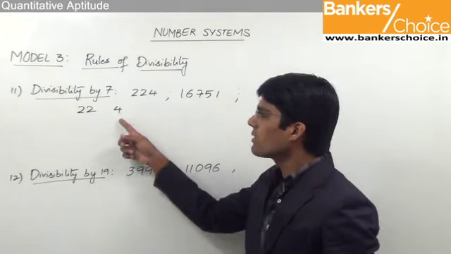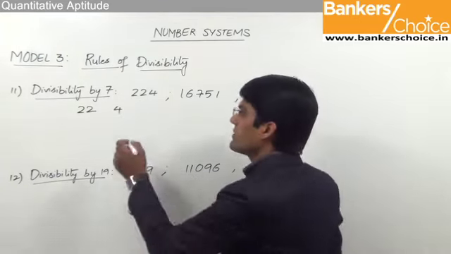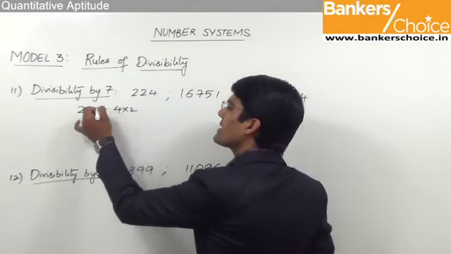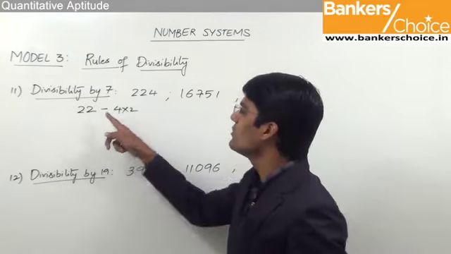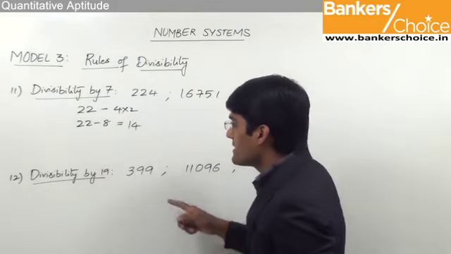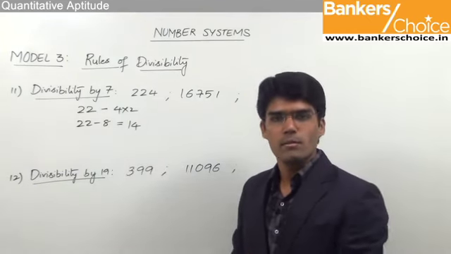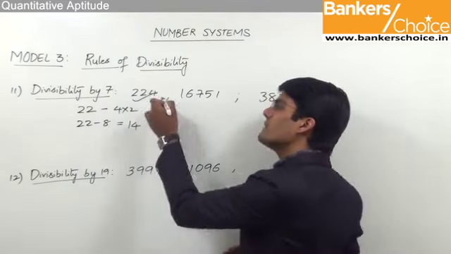Now this number 4 should be multiplied with 2 and subtracted from the remaining part of the number. So units place multiplied with 2 and subtracted from the remaining part: 22 minus 8. 22 minus 8 is equal to 14. And since 14 is divisible by 7, we can say that 224 is also divisible by 7. So that's how we check the divisibility for 7.